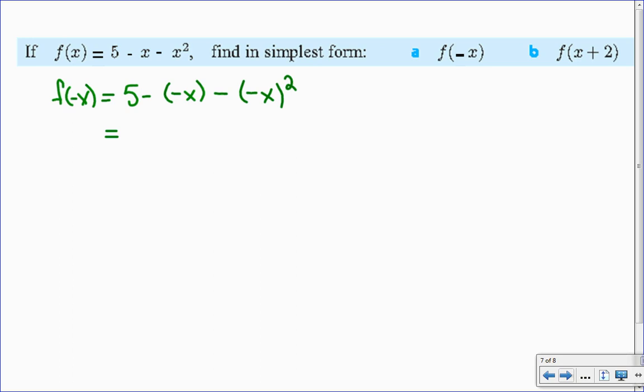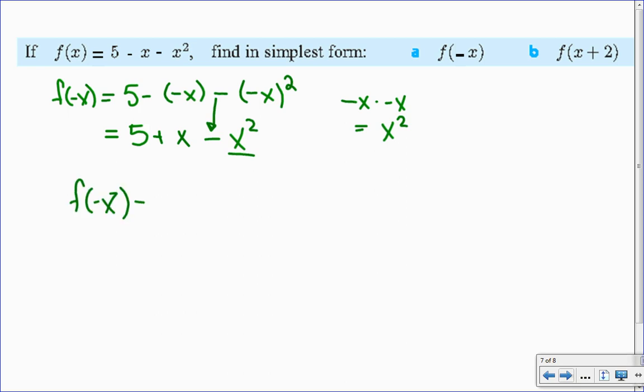So we've got 5 plus x minus, and then if we square a negative x, if you think about it, we've got negative x times negative x, which gives us a positive x squared. So we've got minus x squared still. This minus came from here, and the negative x in brackets squared gave us a positive x squared. And that's it. So this is our function, f of negative x equals 5 plus x minus x squared.